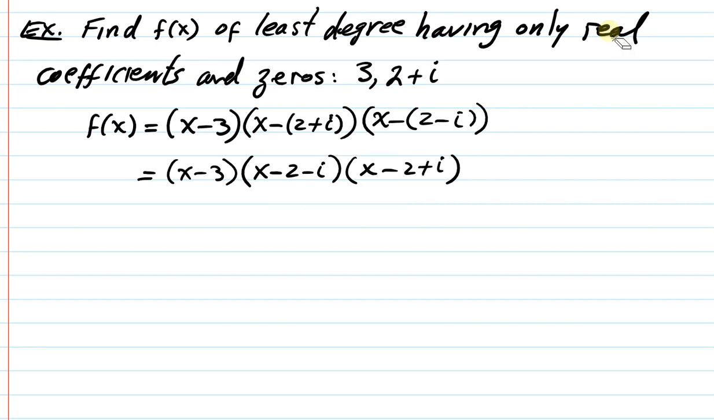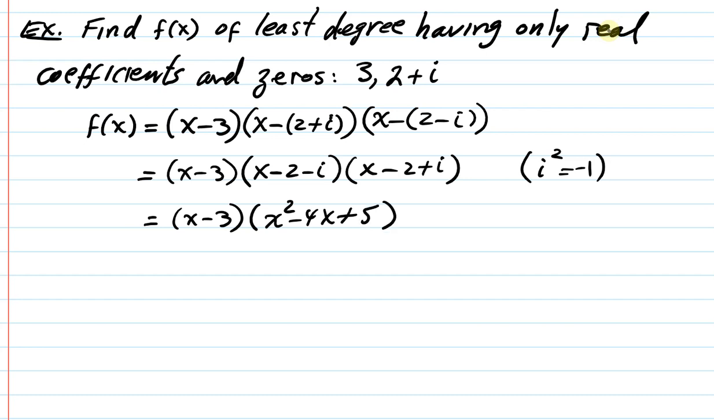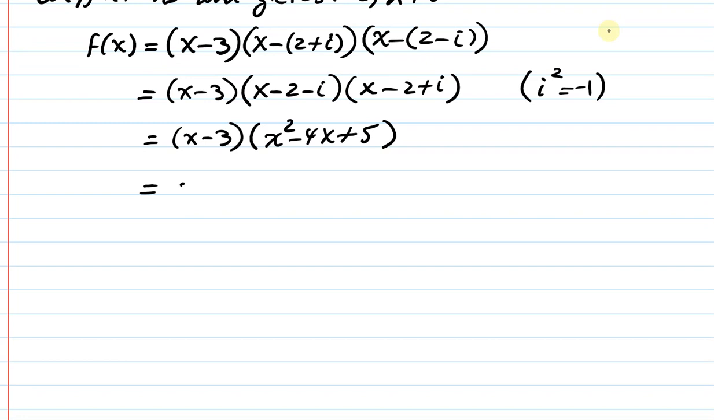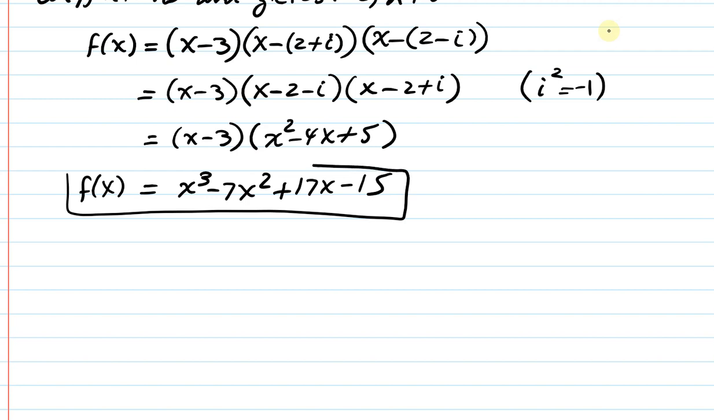We can FOIL them. I'm going to let you do that part, and I'm just going to put the result of the multiplication. You can verify that. Remember, i squared is negative 1. So, for example, when I multiply i and i, I get i squared, and replace it by negative 1. I got x squared minus 4x plus 5. And then distributing this over, I get x cubed minus 7x squared plus 17x minus 15. So here's my polynomial with real coefficients.